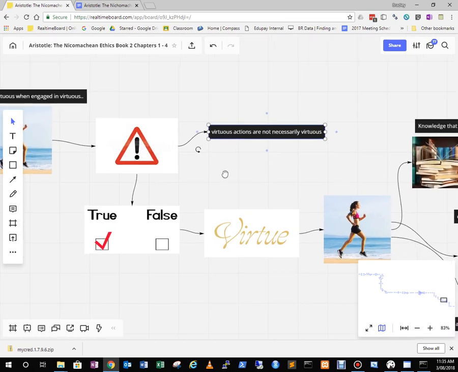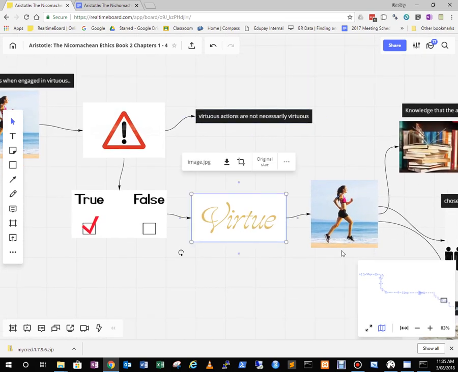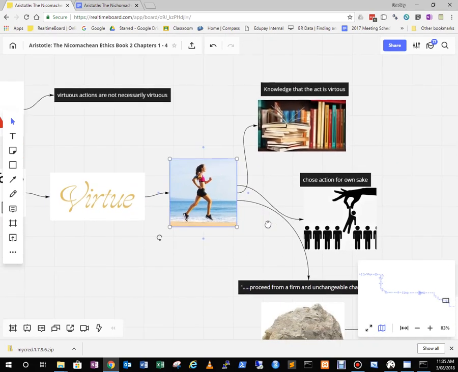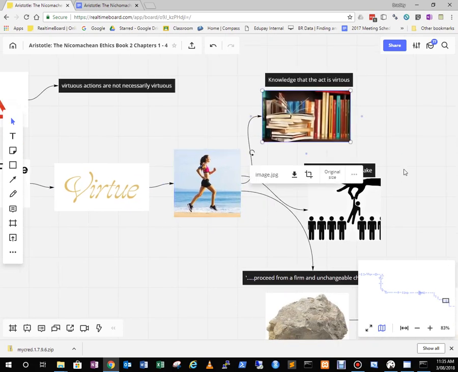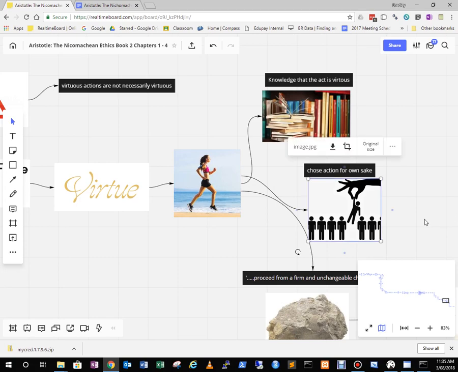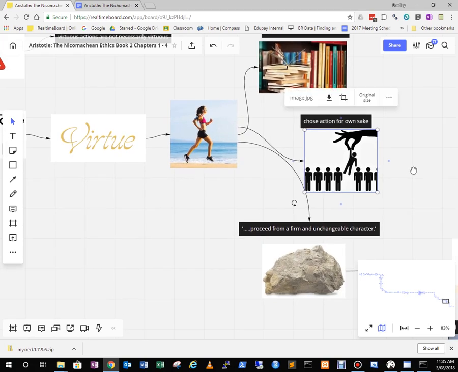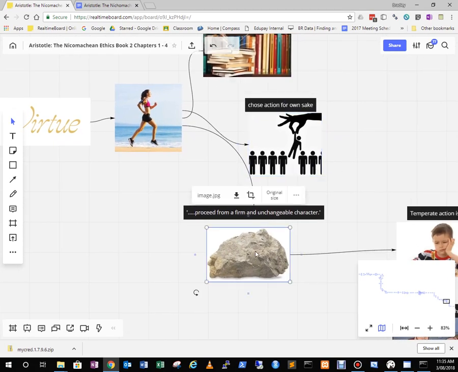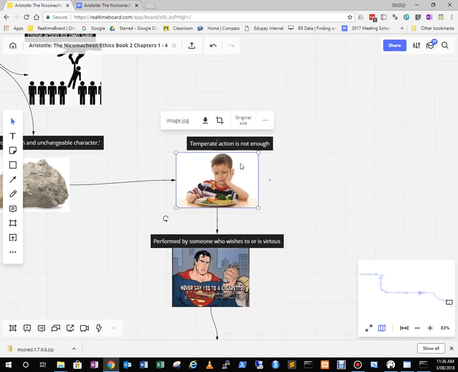They must be conducted by a person who chooses to engage in the activity because they know that it is virtuous. They choose the action for its own particular sake, and it comes from a character or a personality who is of virtuous character. And the way that he says it is, they proceed from a firm and unchangeable character, which means from a virtuous character. So therefore, just being temperate, because you're following the logic that this will make you virtuous, won't work.